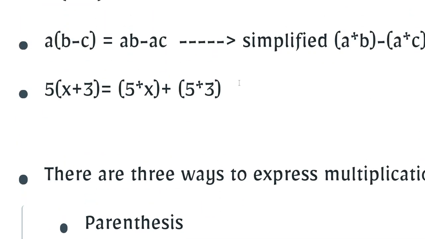5 times x gives us 5x, right? Plus, what is 5 times 3? 15. Okay. Everybody understand how we got that? Yes, sir. Let's do one last example.